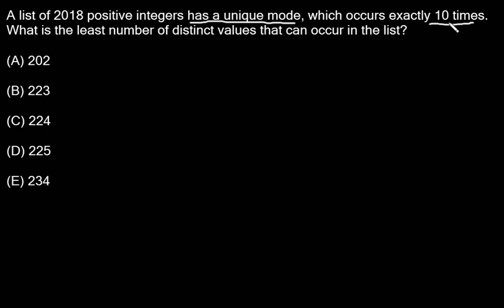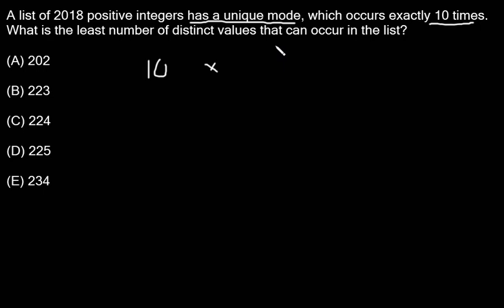So we know that a number can appear at most 10 times, right? Because that's the mode, alright? So this number can appear 10 times. Let's call that number x, alright? So x can appear 10 times, and all the other numbers have to appear less than 10 times, alright?